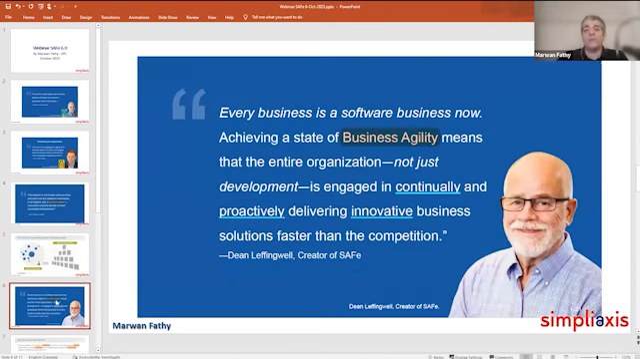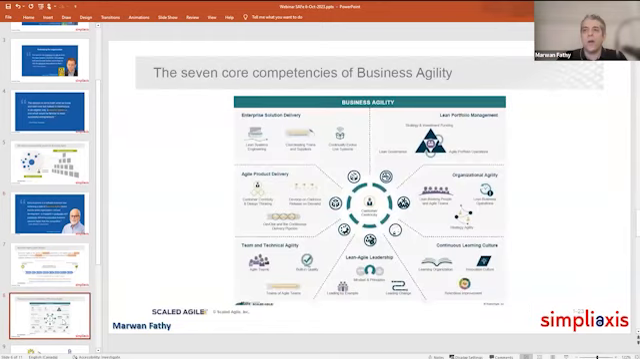The last entry point to the philosophy behind SAFe is in Dean Leffingwell's quote, which is the business agility state. How can you reach as an enterprise or as a group of people, as a group of teams, the business agility state? What does the business agility state mean? It means to continually and proactively deliver innovative business solutions faster than your competition. To be proactive, continuously delivering solutions faster than your competitors. This is what defines business agility. How can I reach that state? Through the 7 core competencies.